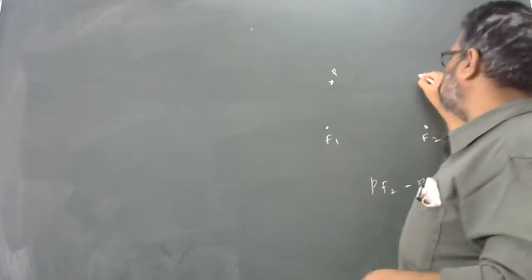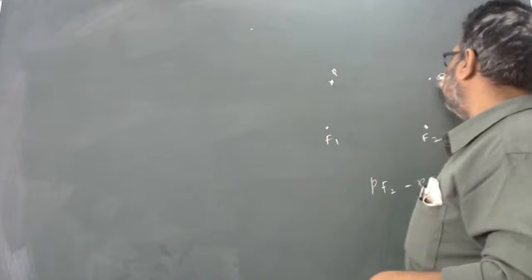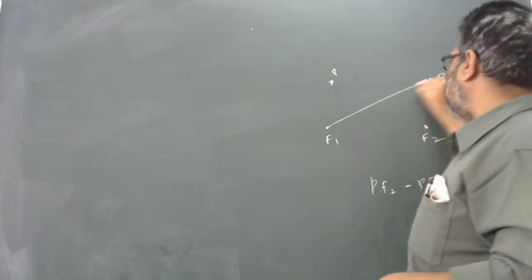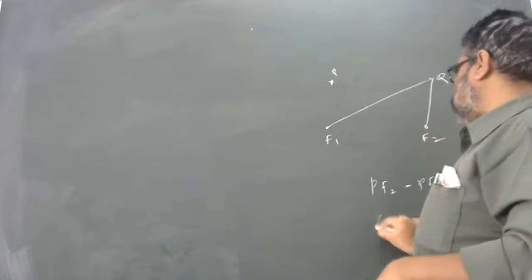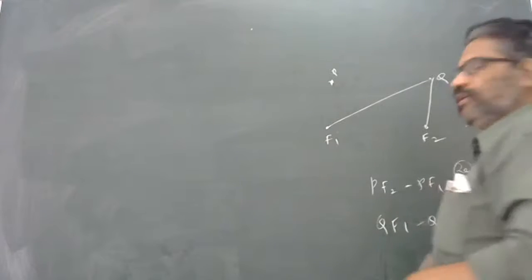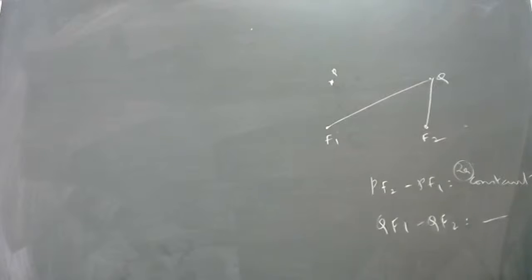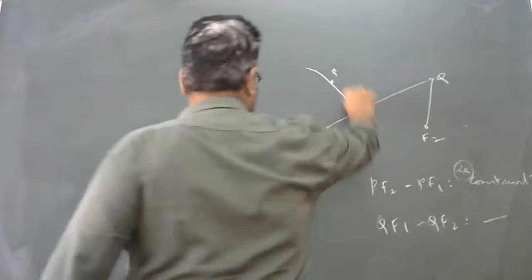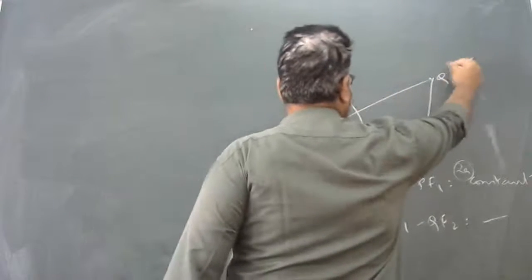Now you may have a doubt. So what about this case? For Q, F1 is the farther point. Now QF1 minus QF2, yes. Then only you get positive. The difference is positive. Bigger minus smaller you get. So QF1 minus QF2 is equal to constant. So all such points are taken. Then you get this, the hyperbola.